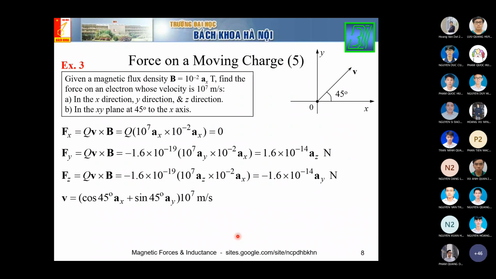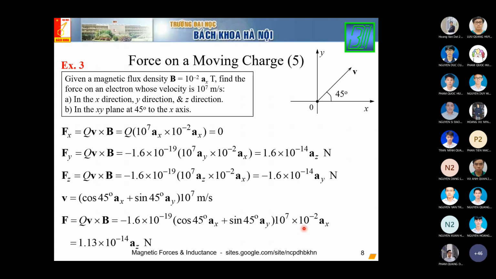Are you okay? And finally, all we have to do is make the cross product between the just found v and the given B. Ax cross ax will be 0, and ay cross ax will be minus az. And finally, you can see that the force here is perpendicular to the movement and to the field.